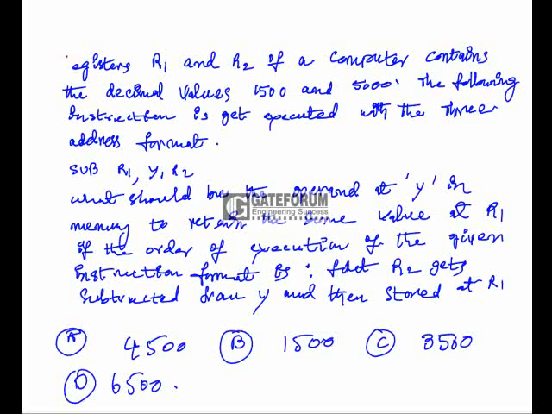Registers R1, R2 of a computer contain the decimal values 1500 and 5000. The following instruction gets executed with the 3 address format: subtraction R1, y, R2. What should be the operand y in memory to retain the same value at R1? In order, the execution of the given instruction is first R2 gets subtracted from y and then stored in R1.